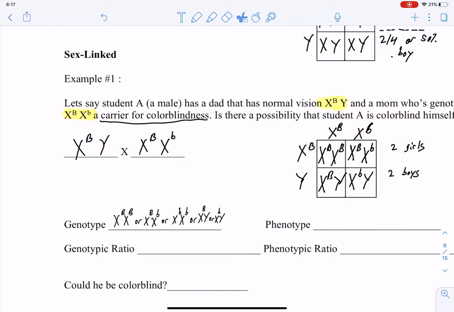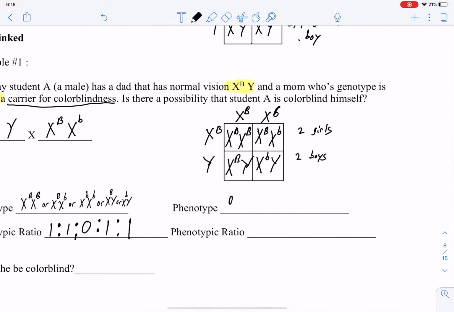The genotypic ratio, if we start from the top, X big B, X big B is 1, X big B, X little b is 1, X little b, X little b is 0, X big B Y is 1, and X little b Y is 1. That makes sense. We have five possibilities but only four squares, so only four of them are going to show up. And then our phenotypes: we can have a girl with normal vision, and we're going to have a girl who's colorblind.